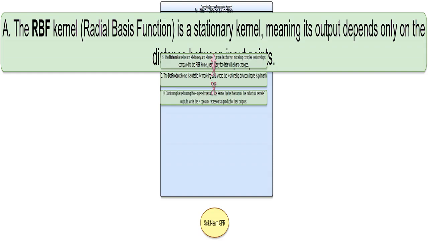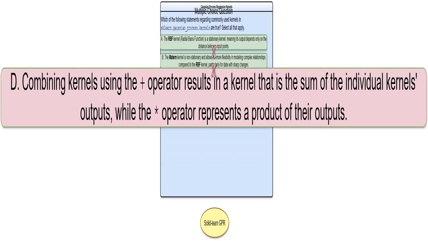The dot product kernel works best when the relationship between your input data points is roughly linear. Think of it like this: it's good at finding relationships that can be represented by a straight line or a plane. In scikit-learn, combining kernels is easy. The + adds the results of the individual kernels, while * multiplies them. It's like adding or multiplying regular functions.